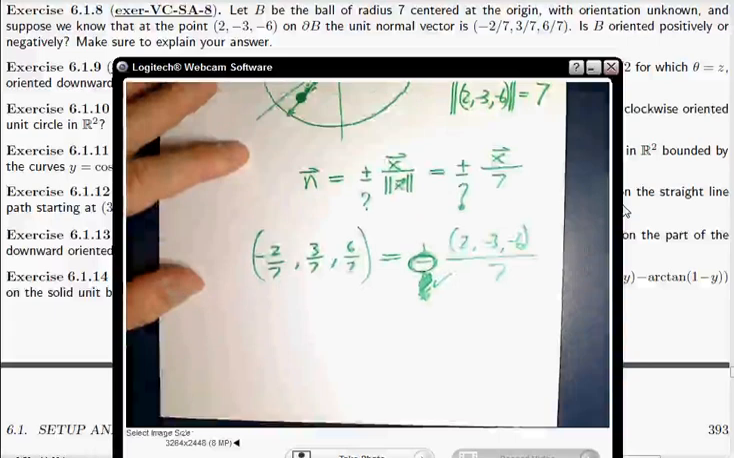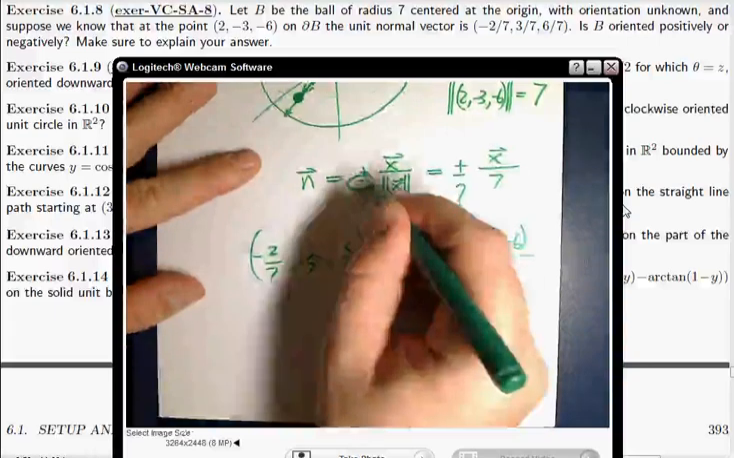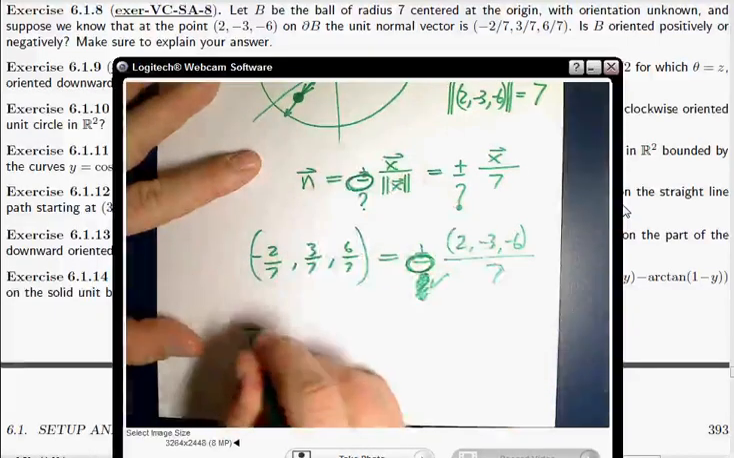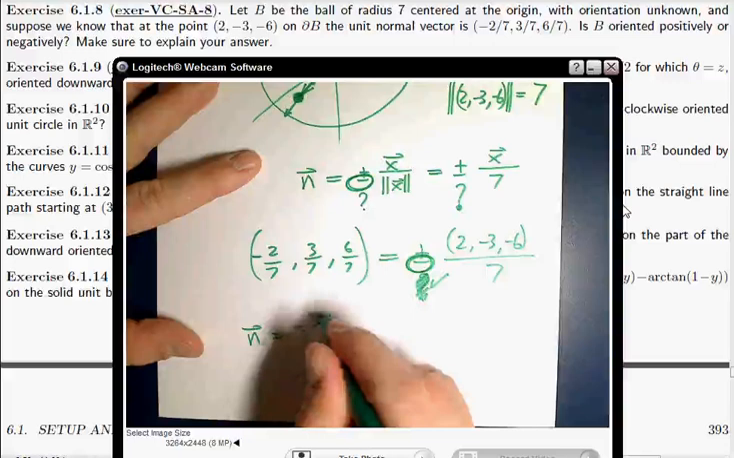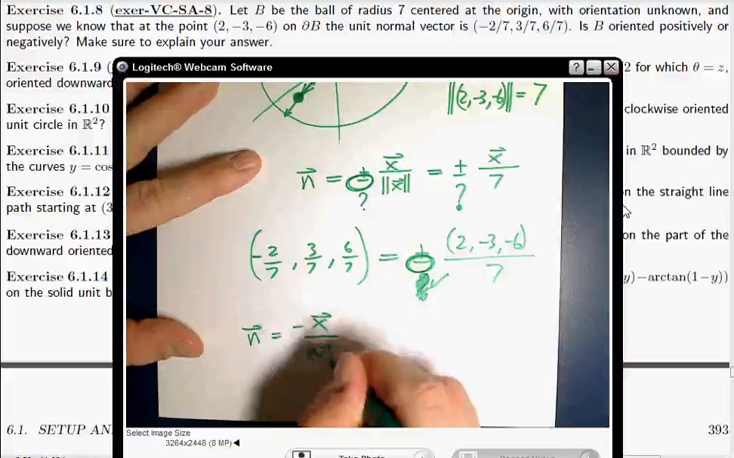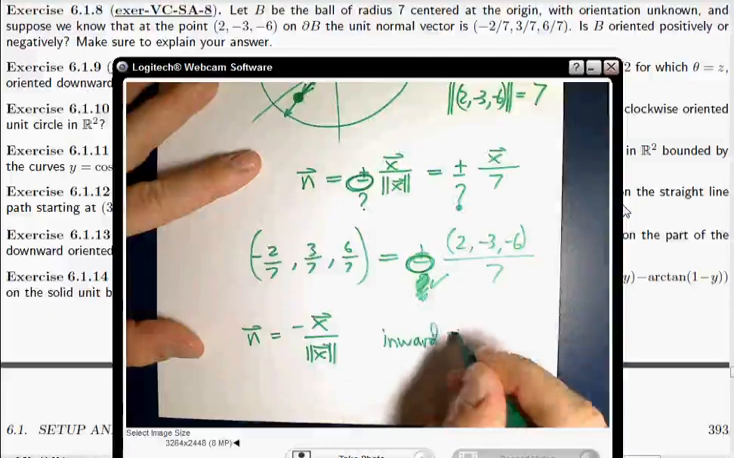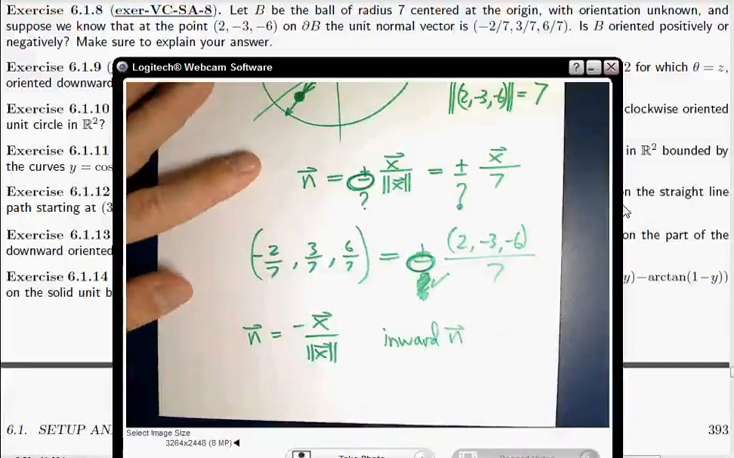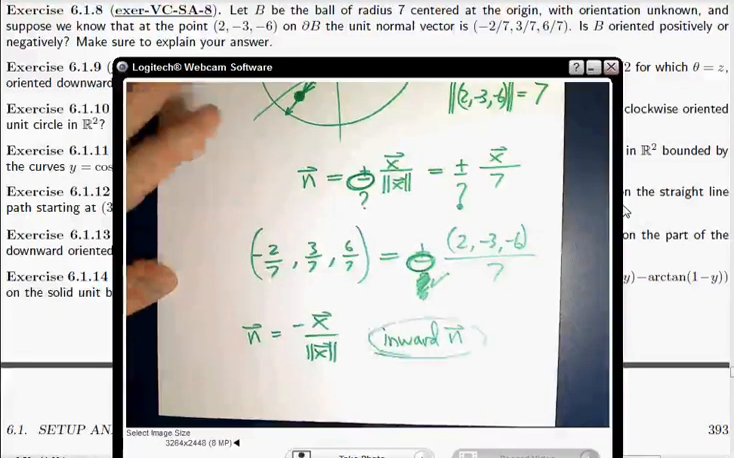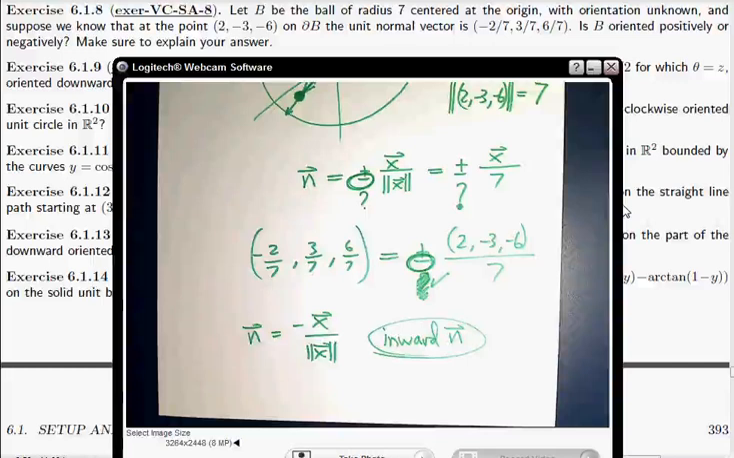So what that means is that I know that this is the negative. So that means that the normal vector is negative x over the length of x, which means this is an inward normal vector. Does that make sense? Is everybody good? Okay. All right, so let's go back to the statement of the problem.